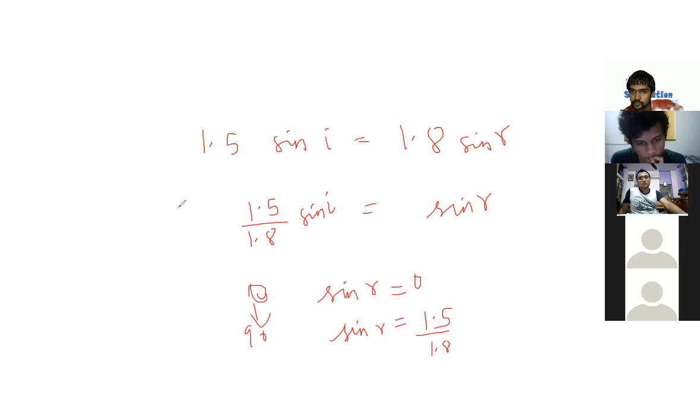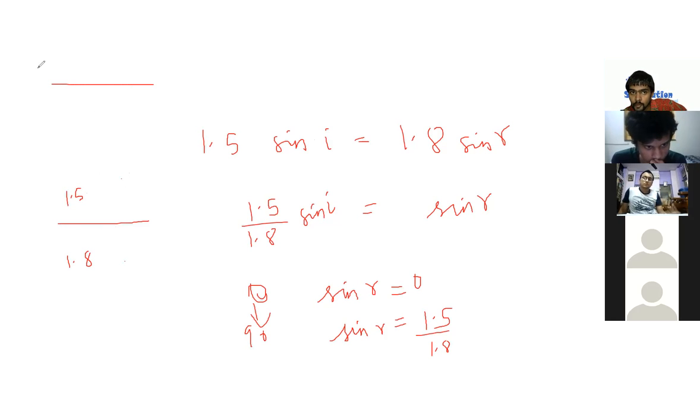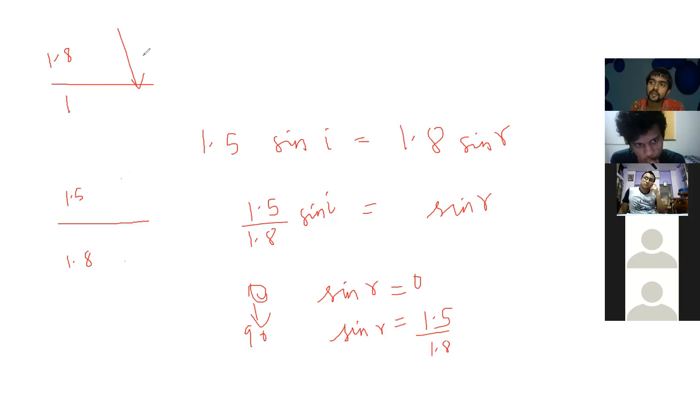everything is allowed. So if I'm going from a rarer medium to a denser medium, any angle of incidence is allowed. If I'm going from air to glass, no problem. But the problem is only when I'm going from glass to air, because there I have to be careful about my critical angle.